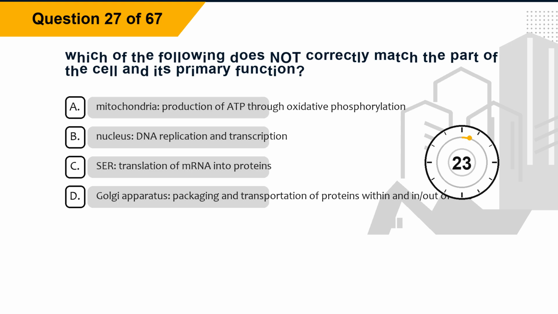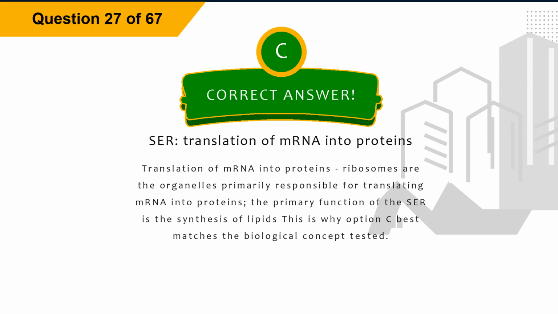Question 27. Which of the following does not correctly match the part of the cell and its primary function? Option A, mitochondria, production of ADP through oxidative phosphorylation. Option B, nucleus, DNA replication and transcription. Option C, SER, translation of mRNA into proteins. Option D, Golgi apparatus, packaging and transportation of proteins within and out of cells. The correct answer is option C, SER, translation of mRNA into proteins.